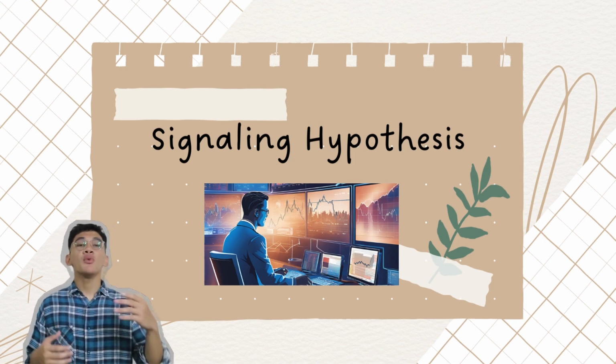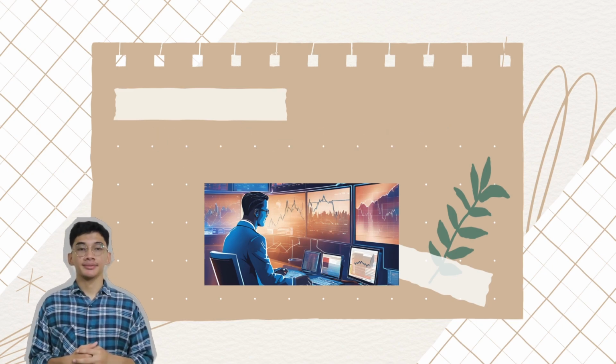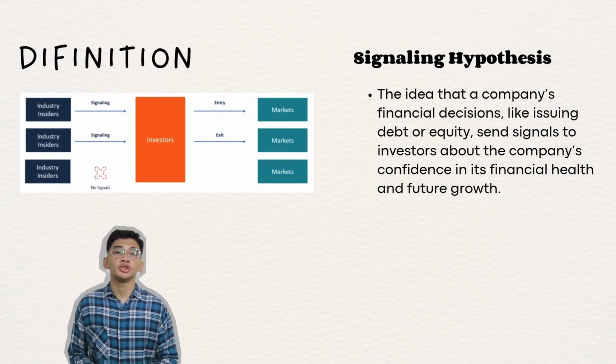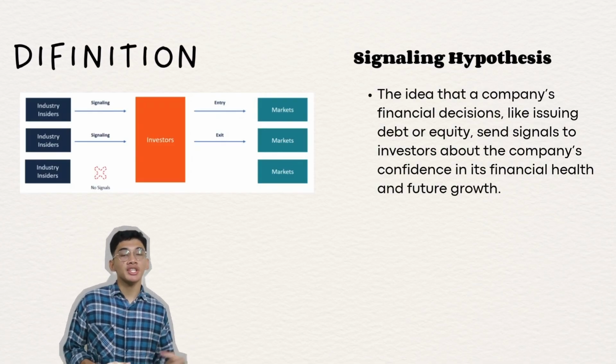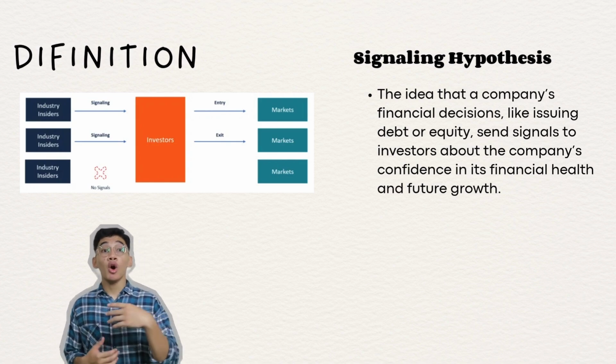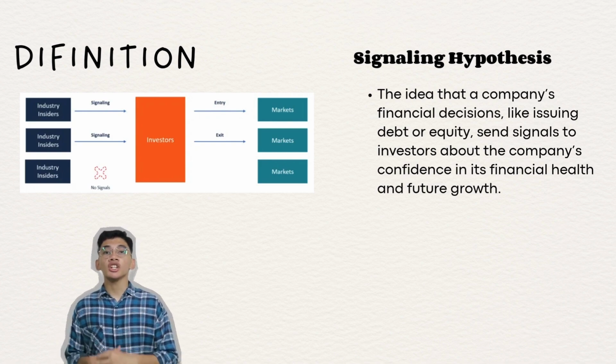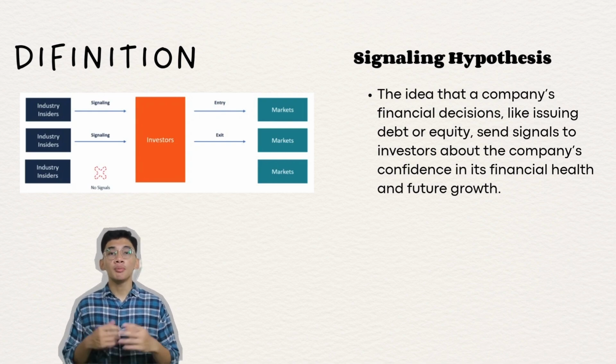So right now, I will share my part about signaling hypothesis. But what is the signaling hypothesis? By definition, the signaling hypothesis is the idea that a company's financial decision, like issuing debt or equity, sends a signal to investors about the company's confidence, its financial health and future growth. This is because the company management knows more about the company's financial health than outside investors do.